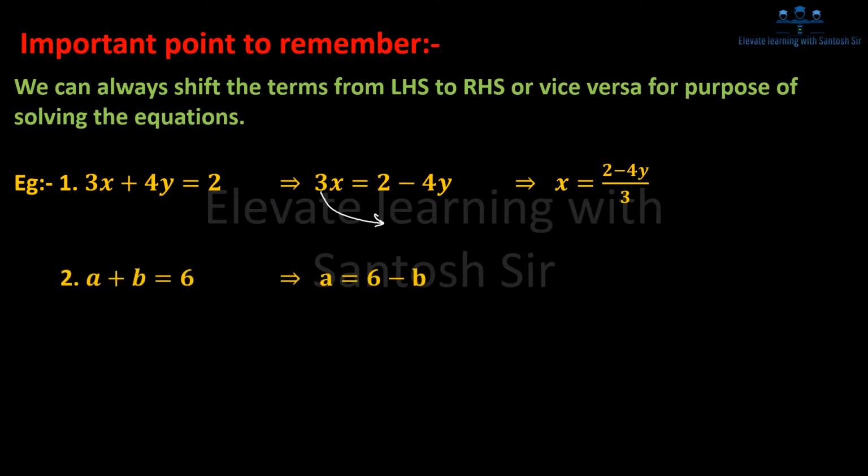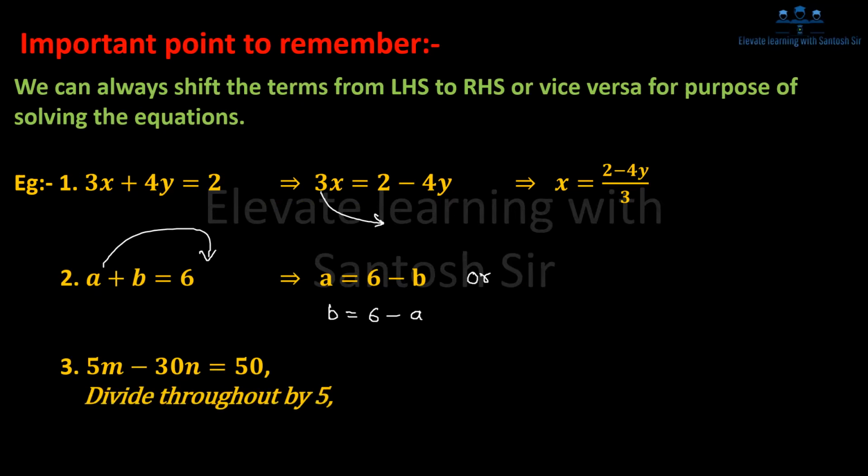Second example, if a plus b is equal to 6, we can say that a is equal to 6 minus b, or we can also say that b is equal to 6 minus a. Taking a on the other side, I will get b is equal to 6 minus a. Let's have this example. Now over here each number is divisible by 5. So first I divide throughout by 5 to get m minus 6n is equal to 10, and then I can get m is equal to 10 plus 6n.